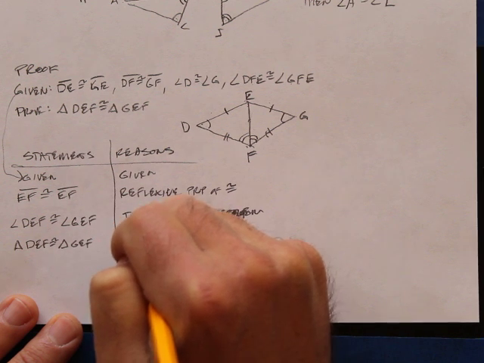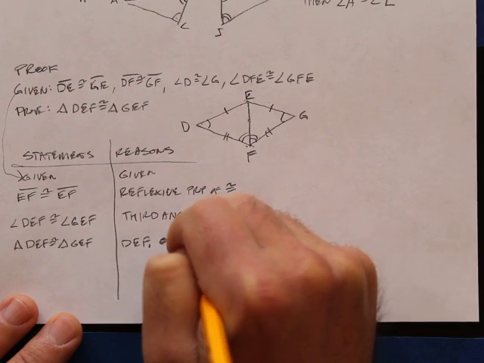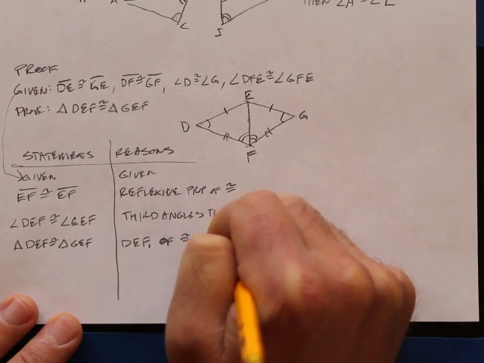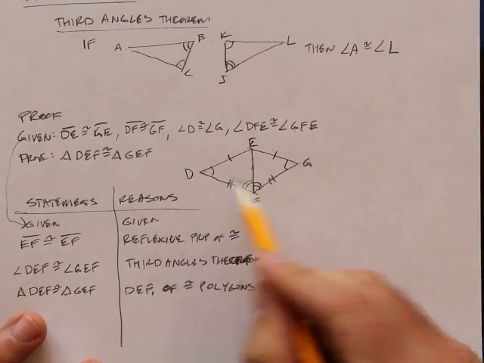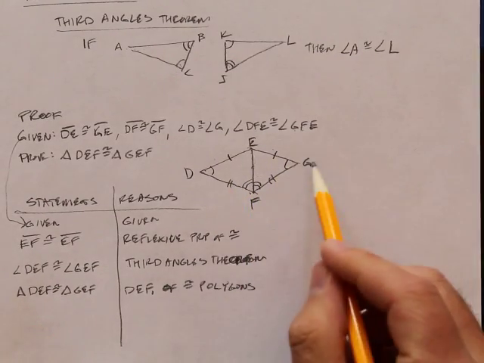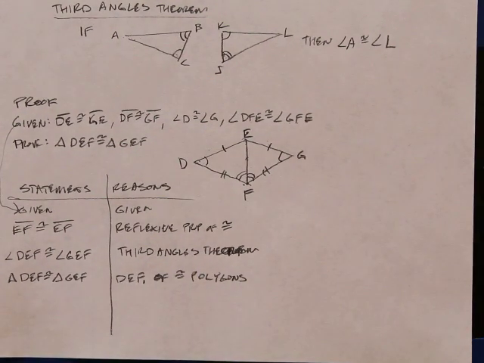Now I can say triangle DEF is congruent to triangle GEF by the definition of congruent polygons that we just learned at the beginning of this lesson, where if all of the sides and angles, all of the corresponding parts are congruent, then the polygons are congruent. Whew, and that is 4-3. All right, good luck on the homework.